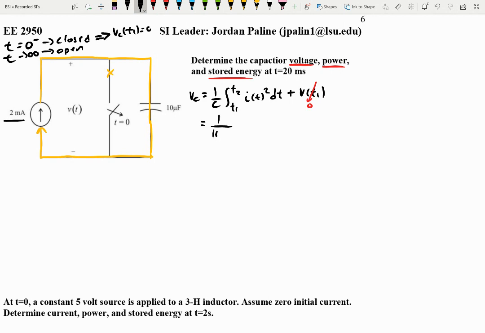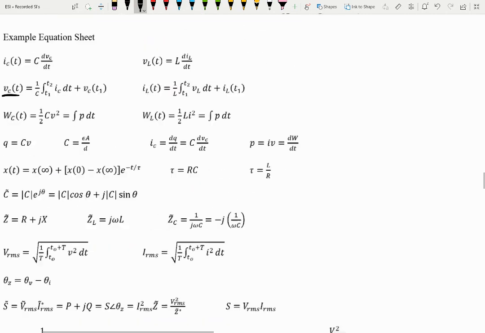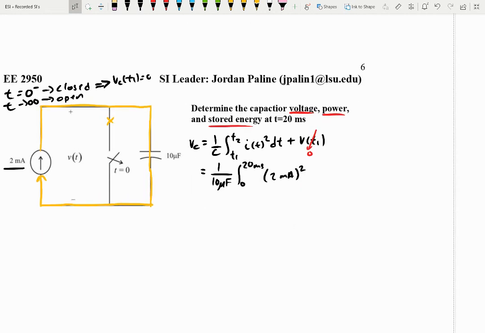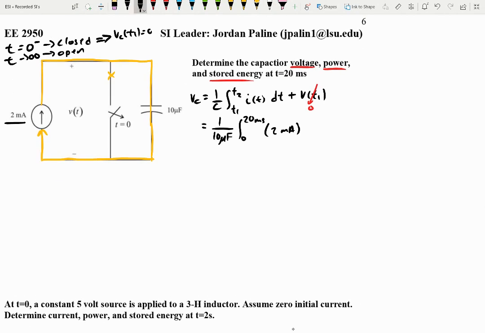Okay, so now it's just plug in all of our numbers here. So 1 over 10 microfarads, 0 to 20 milliseconds. Our current is 2 milliamps. I'll square that. Wait, actually, take a look. It's not squared. Wrong equation. Just make sure you're using the right equation because you can get messed up on that. That's for the RMS, actually. So now dt plus 0.